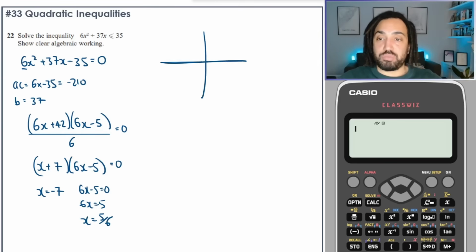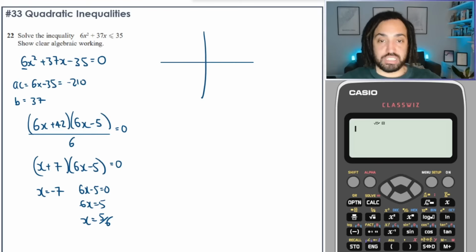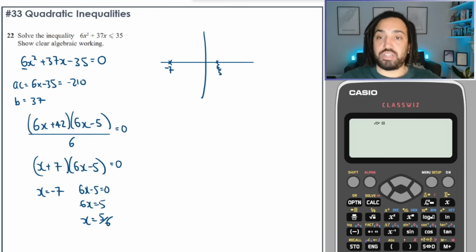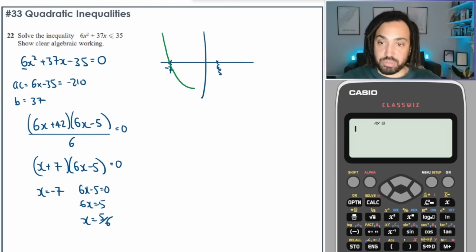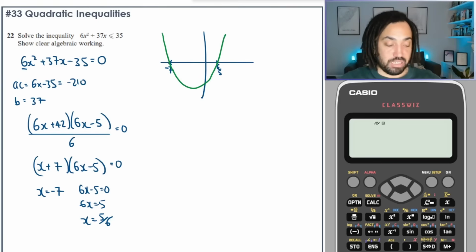Now what we do is we do a quick sketch of a quadratic. And I know that it has values at 0 of minus 7 and 5 over 6. And I also know a quadratic has this shape to it, like that.